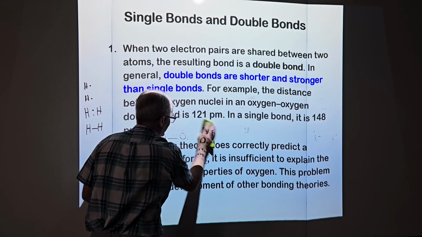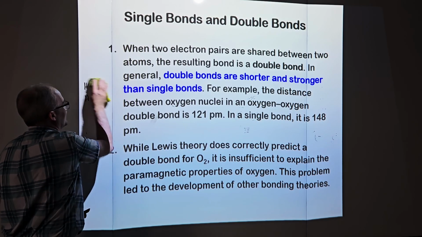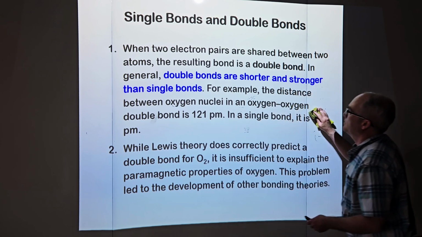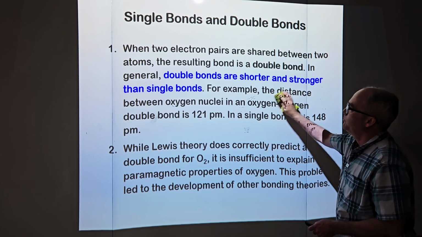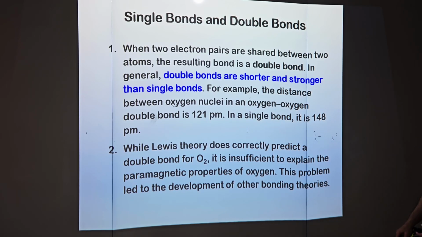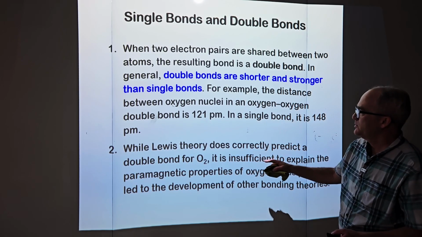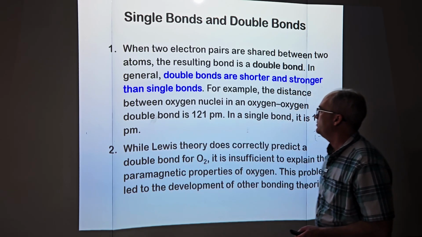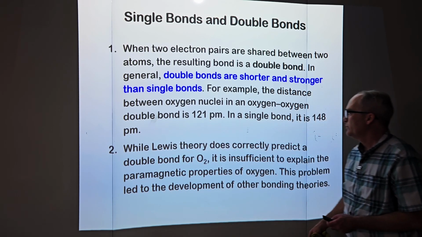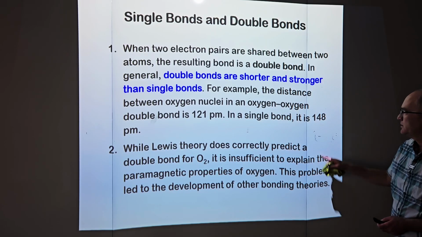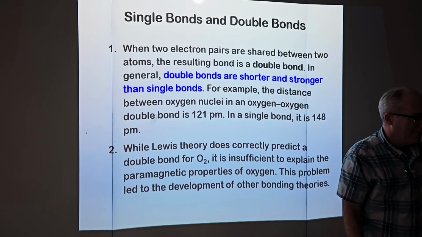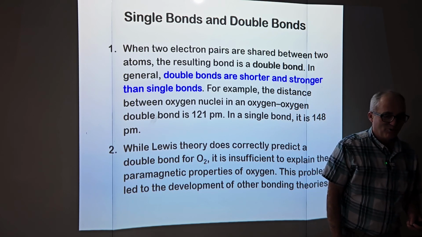So you probably just saw me illustrate what's on this slide. When 2 electron pairs are shared between the atoms, the resulting bond is a double bond. 2 pairs, that means 4. Double bonds are shorter and stronger than single bonds. The distance between 2 oxygen nuclei in an oxygen-oxygen double bond is 121 picometers. In a single bond, it's 148 picometers. Anybody remember pico? 10 to the negative 12th.